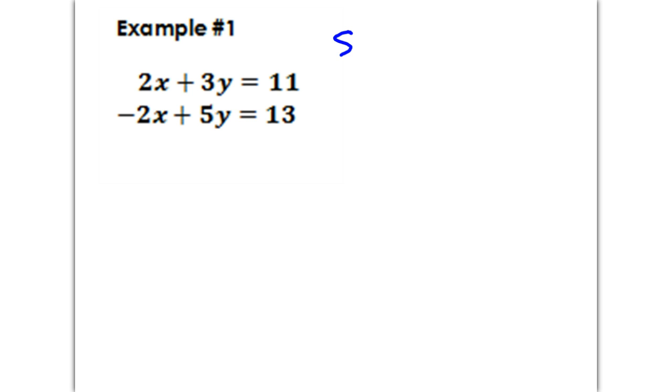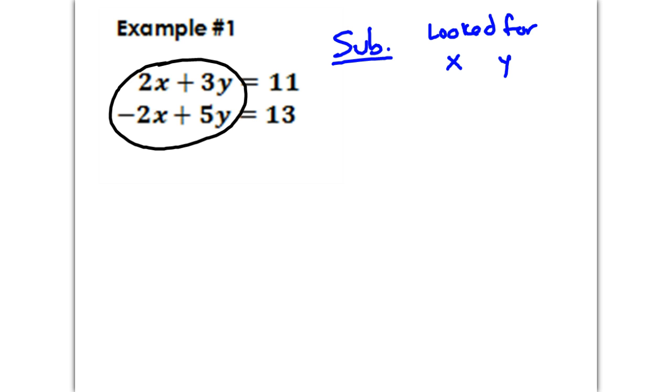The other one we did was substitution. And in substitution, we always looked for an x term or a y term that was by itself. And here is one of those cases where we don't actually see that happening. We don't see a single x or a single y in any of these parts right here. You could still do substitution though.